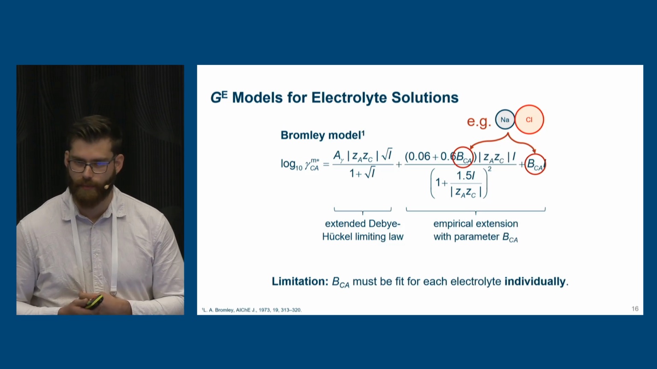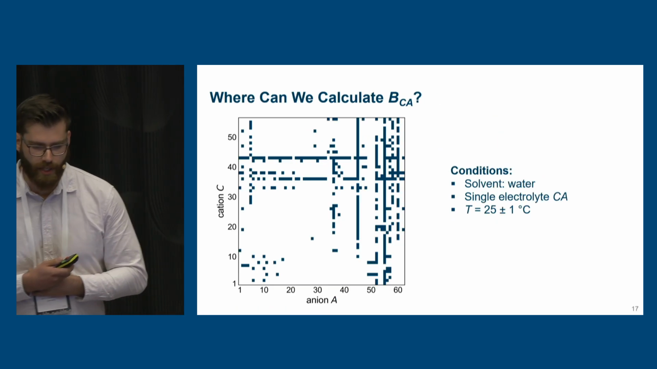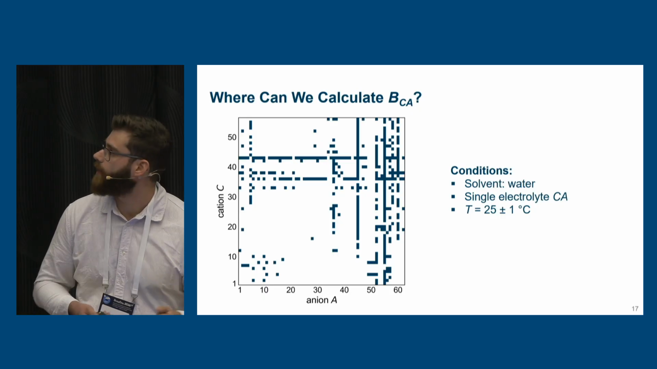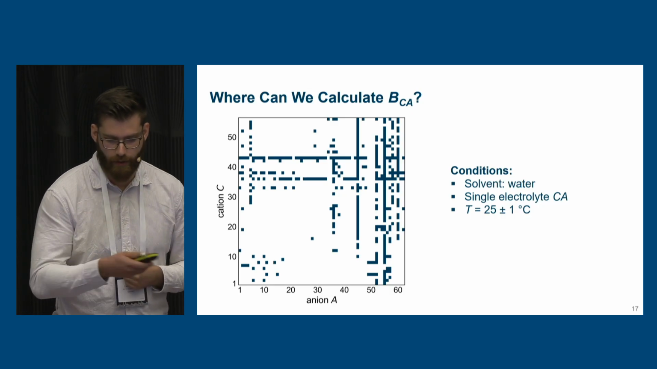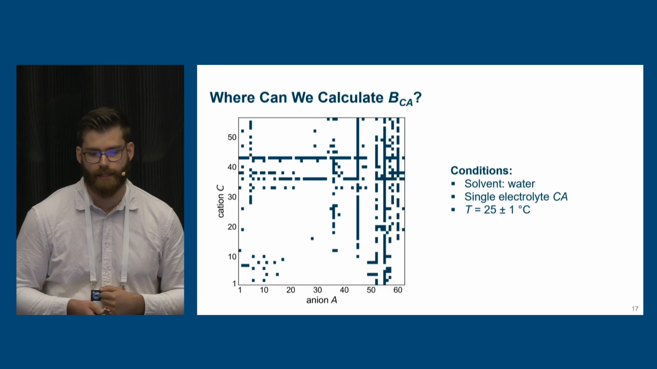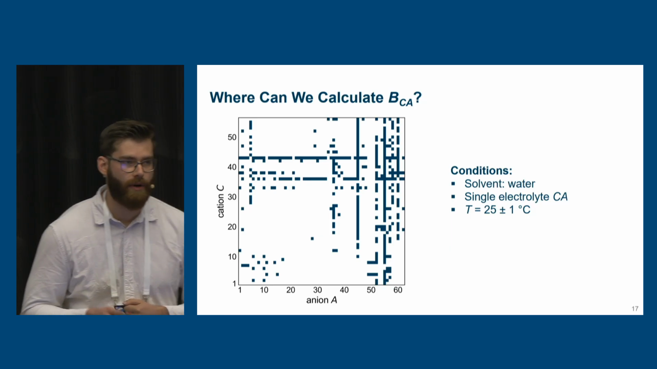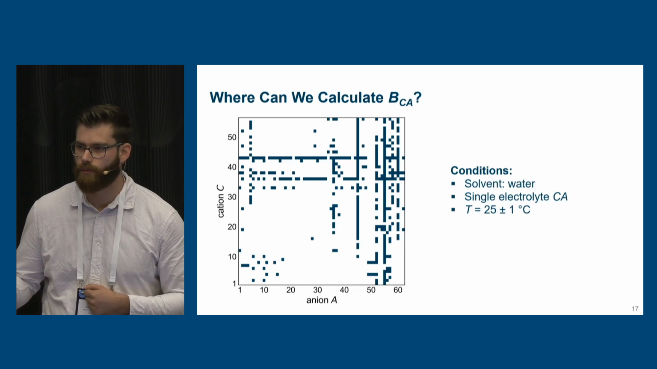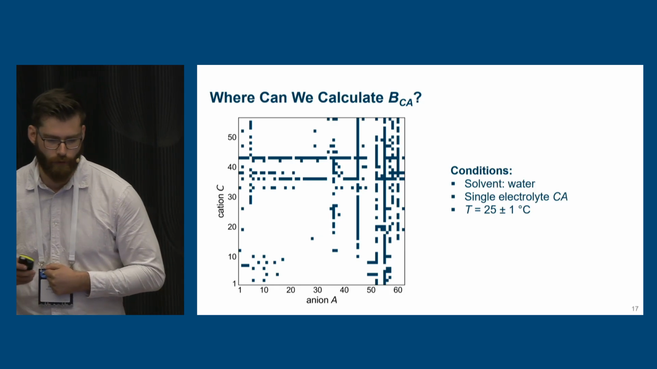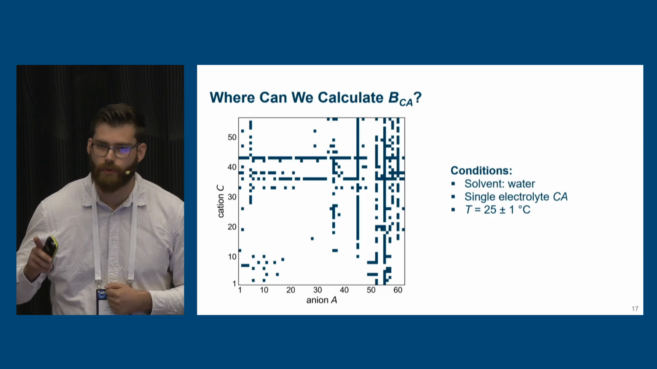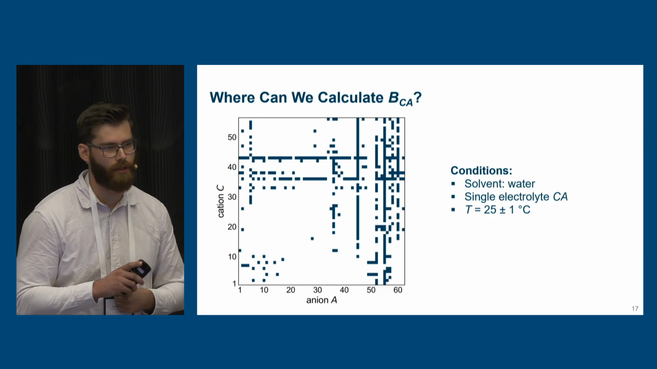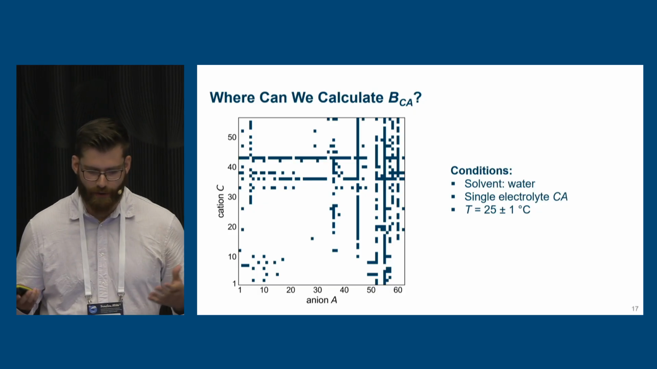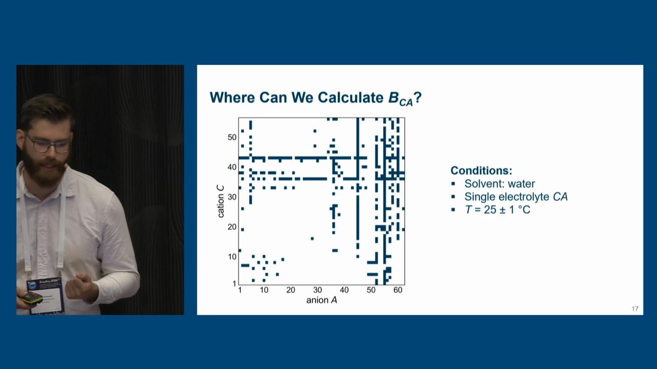So let's take a look at what experimental data we have available. Because we're always dealing with pairs of cations and anions, we can organize the availability of data into such a matrix where the cations are represented by the different rows and the anions are represented by the different columns. Our BCA parameter depends not only on electrolyte but also on the solvent and temperature. So we're sticking with a single solvent, water, and a single temperature, 25 degrees Celsius, for now. Those matrix cells marked in blue are those where we have experimental data available, so we can use the Bromley model to fit our Bromley parameter. But in all of this white area, we cannot do so because we don't have any experimental data available.